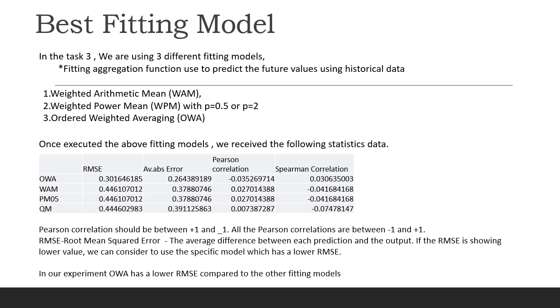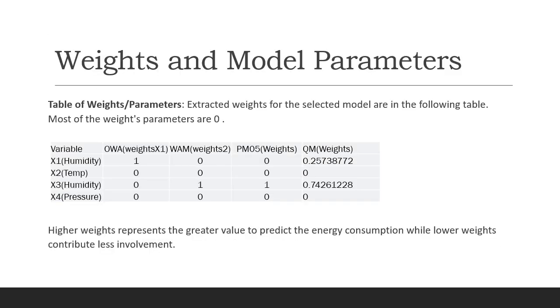According to the statistical table, all the Pearson correlations are between -1 and +1. RMSE is the average difference between each prediction and the output. If the RMSE shows a lower value in the fitting model, it is a positive sign to use that model. In our experiment, OWA has a lower RMSE compared to the other fitting models. While generating OWA, it automatically shows the weighted parameters. As per the table, most of the weight parameters are 0.